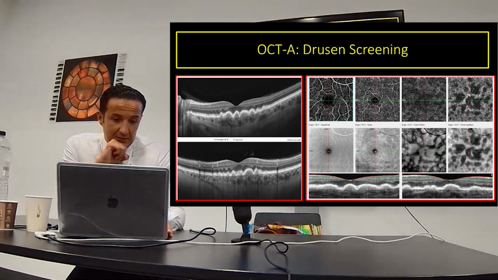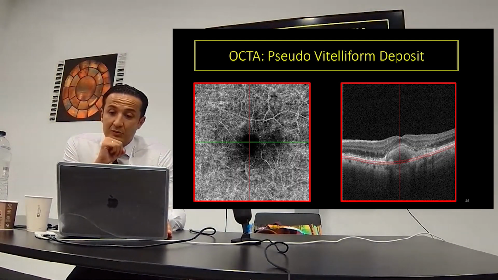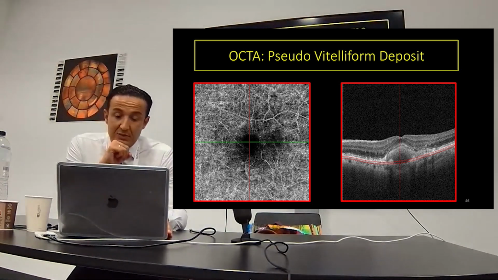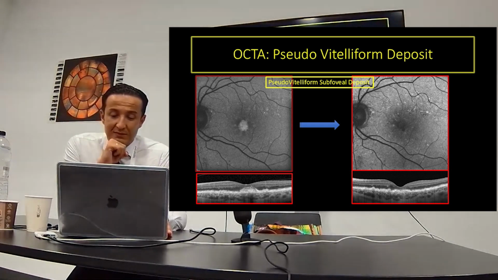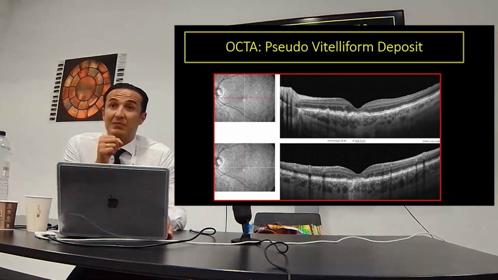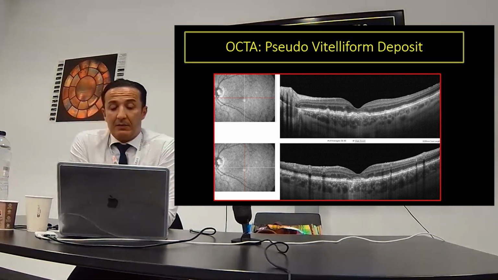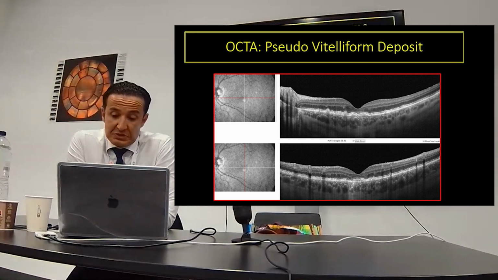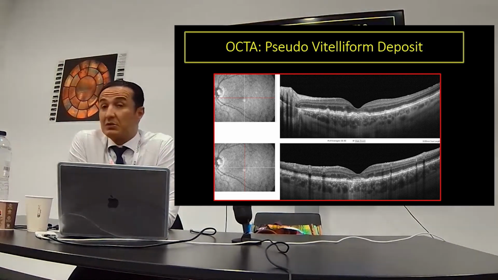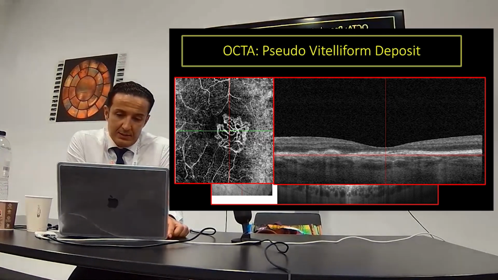You can also check in case of pseudo-vitelliform deposit. Here there is no signal. Another case, we observe the fragmentation of the pseudo-vitelliform deposit a few months later, but on the base scan, you have some drusen, a little area of atrophy, thickening of Bruch's membrane, but no fluid. But in the OCTA, we observe the presence of incipient CNV.